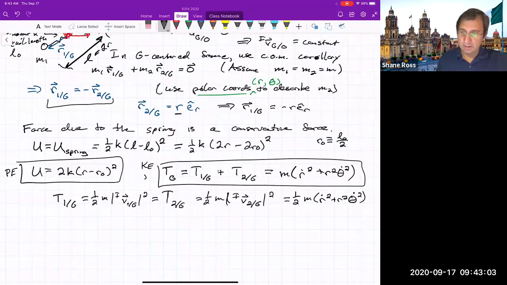Why are we doing this? We're not actually going to solve Newton's laws to find out what the motion is. We're going to use conservation of quantities like energy and angular momentum. So we've written these two energies. The only forces that do work are conservative forces, so total energy is conserved. That means it's constant during the motion.